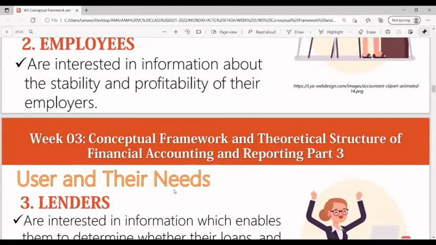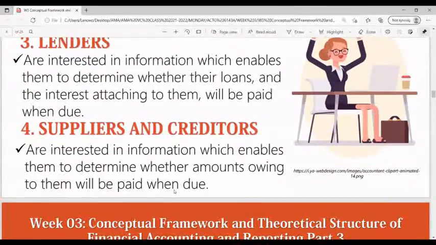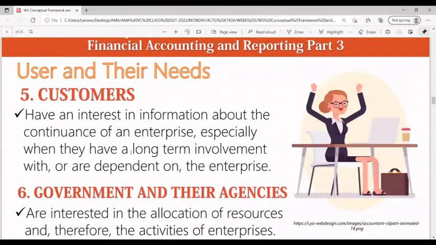Users and their needs: lenders are interested in information which enables them to determine whether their loans and the interest attaching to them will be paid when due. Suppliers and creditors are interested in information which enables them to determine whether amounts owing to them will be paid when due. Customers have an interest in information about the continuance of an enterprise, especially when they have a long-term involvement with or are dependent on the enterprise.